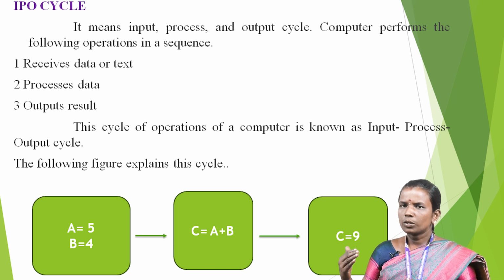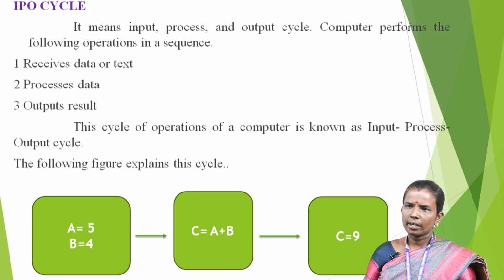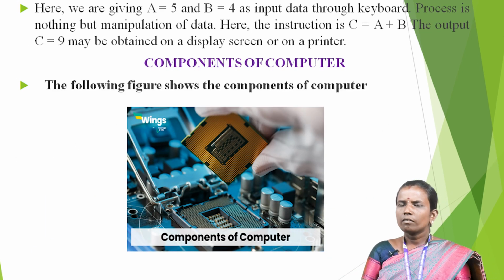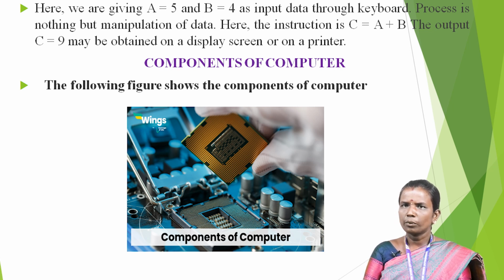A equal to 5, B equal to 4. That is C equal to A plus B. That is output, C equal to 9. Here we are giving A equal to 5 and B equal to 4 as input data through the keyboard.